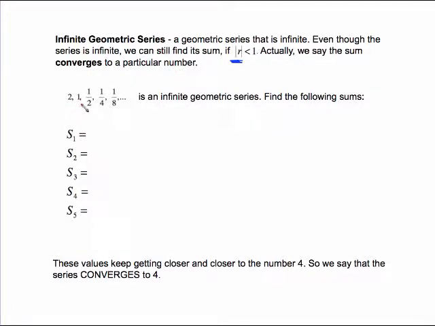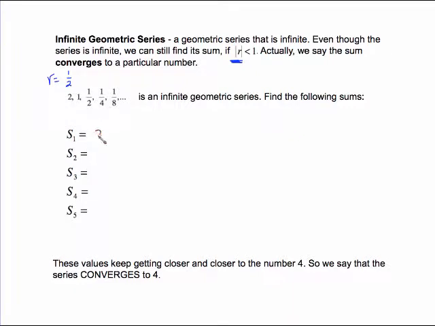So take a look at 2, 1, 1/2, 1/4, 1/8. Notice that these numbers get smaller and smaller. This common ratio is a half. Because the absolute value of that ratio is a half, that tells me that we are going to find the sum of this geometric series. Before I give you the formula, let's see if we can figure out what that sum is just by doing what's called partial sums.